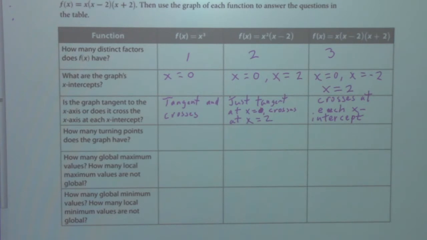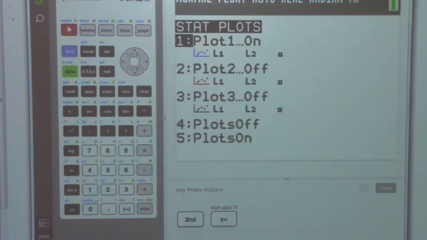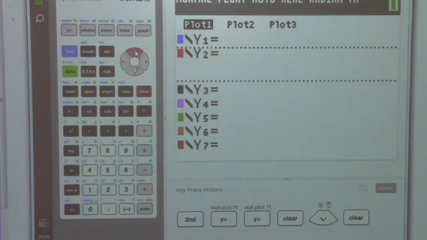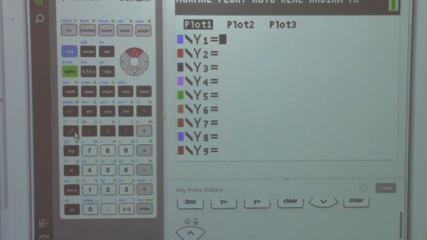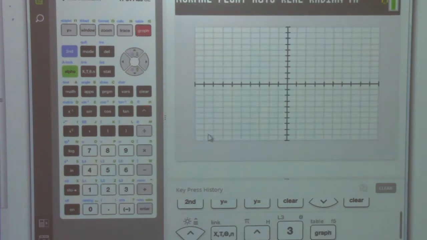Let's just go ahead and graph these pretty quickly here. We have the first one here, x cubed. So let's go ahead and put this up here, x cubed, and we graph this. How many turning points does this graph have? What is a turning point? A turning point would be a peak or a valley. There are no turning points, it increases everywhere. So no turning points here.